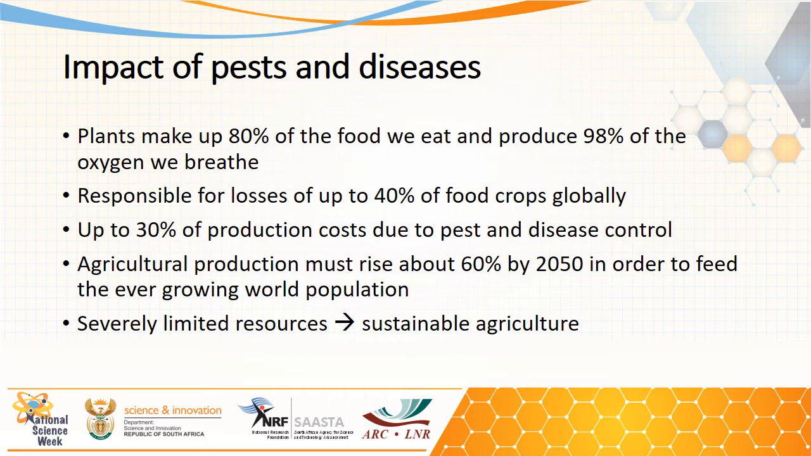Agricultural production must rise about 60% by the year 2050 in order to feed the ever-growing world population. With severely limited resources available for food production, we need to move to a more sustainable agriculture. And essential for sustainable agriculture are effective pest and disease control.